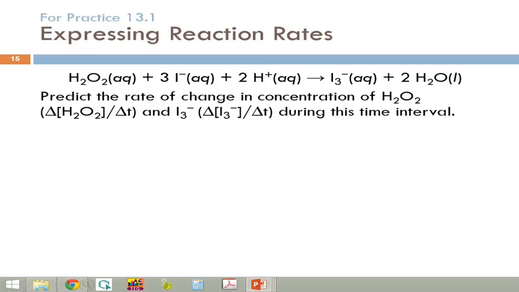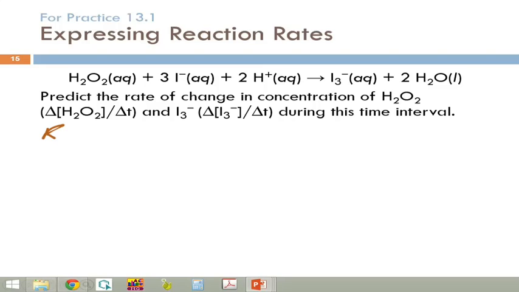Okay, so this is the next example. This is for practice, also expressing reaction rates. So the previous 2 slides are actually worked out in your textbook. This one's not. They just give you the question. So that same reaction, predict the rate of change in concentration of hydrogen peroxide, H2O2, and I3 minus during that same time interval. This is very similar to the question we just answered in Part B. That's why I couldn't just do this one without doing the first two.